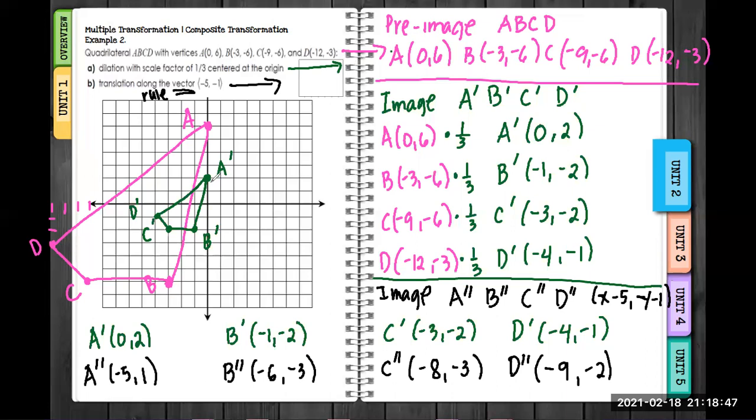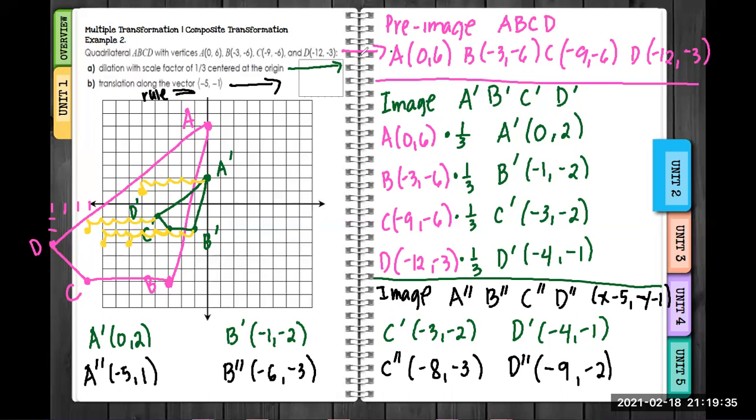So from A, it says negative 5 and then 1. So 1, 2, 3, 4, 5, and then 1. So this should be the A prime prime. B prime prime: 1, 2, 3, 4, 5, and then 1 down. This would be the B prime prime. C prime prime: 1, 2, 3, 4, 5, and then 1. C prime prime. D prime prime. Where's the D? Oh, that's D prime prime. This is C prime prime. 1, 2, 3, 4, 5, 1.